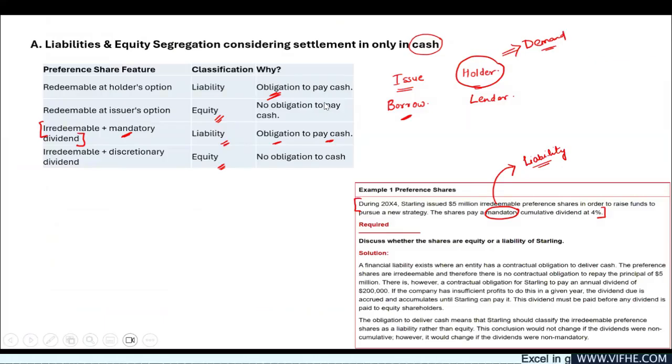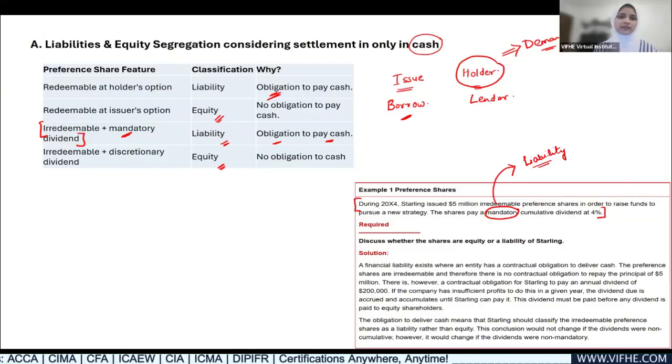Ma'am, generally, they take preference shares with mandatory dividends. Shareholders get mandatory dividends, and they're treated equally to equity shareholders in that case. Why are they classified under liability? That's the question I'm raising.